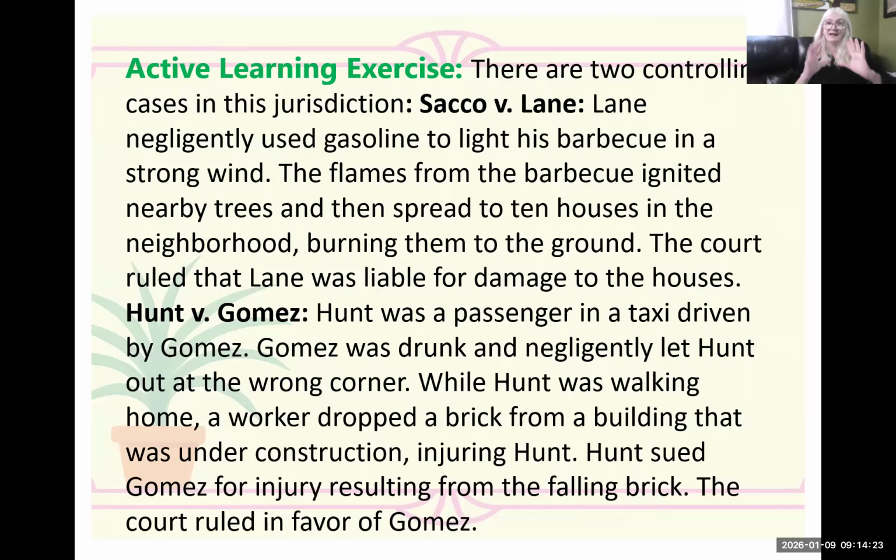Okay. If you want to do this completely on your own right now, I want to give you a second to take the time and write an argument. Again, you are arguing in favor of Brown Delivery Company, and you're going to be saying that it is similar to Hunt versus Gomez, because in that case, the person being sued was not held liable. That's similar to the conclusion you want to argue. And you want to argue it's dissimilar to the case of Sacco versus Lane, where Lane was held liable.